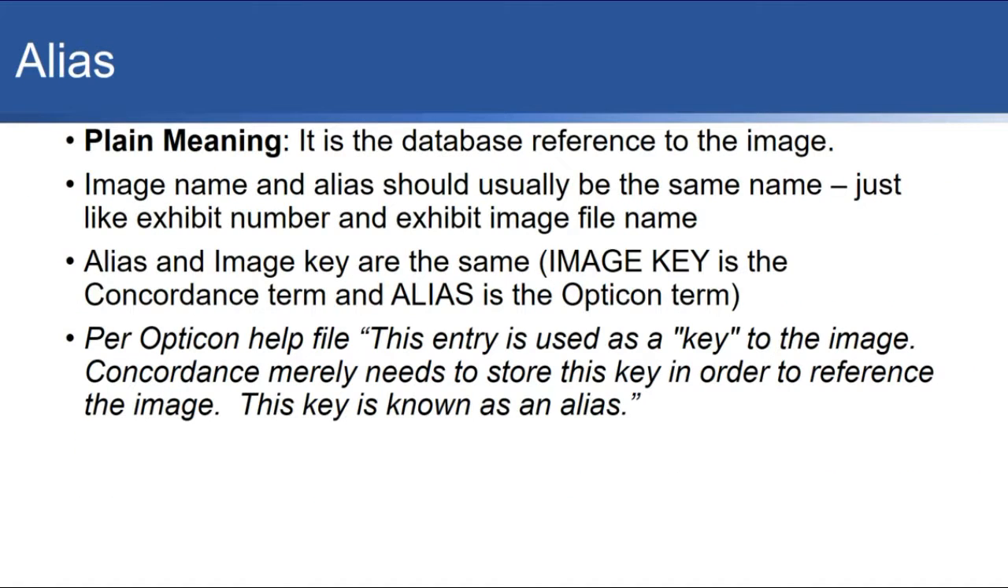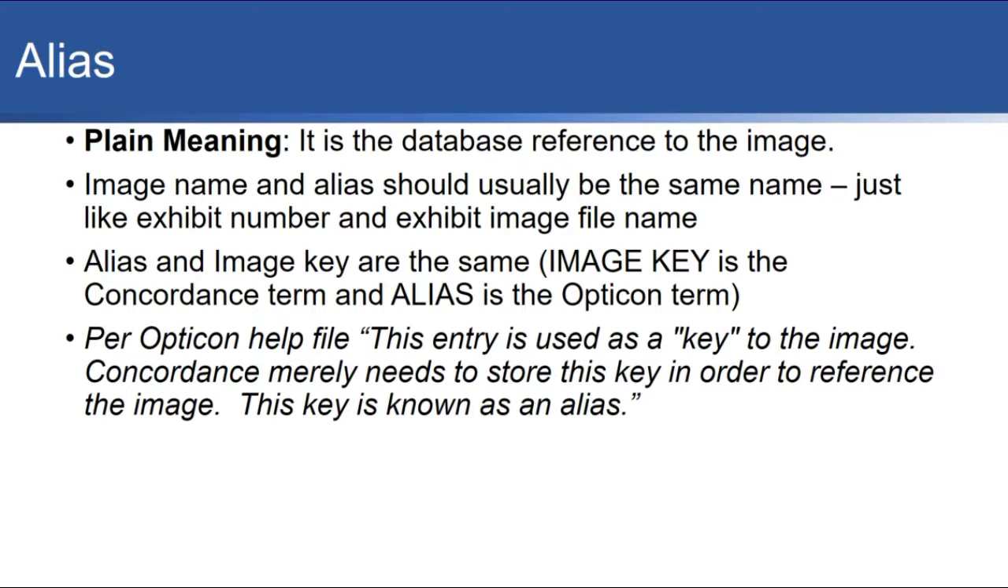The alias. The plain meaning of the alias is that it is the database reference to the image. The image name and alias should usually be the same name, just like exhibit number and exhibit image file name. The alias and image key are the same. The image key is the Concordance term and alias is the Opticon term.